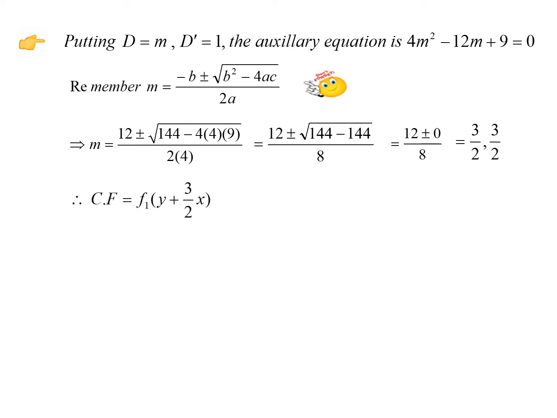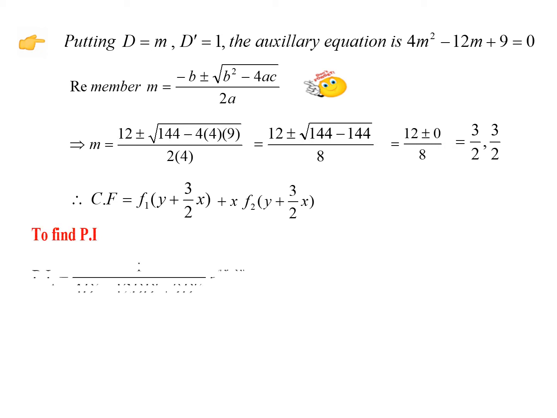Hence the complementary function will be f1 of y plus mx, that is the formula. So f1 of y plus 3 by 2x plus f2 of y plus mx, that is f2 of y plus 3 by 2x. Since it's the same root repeated again, you are putting that x in the front.